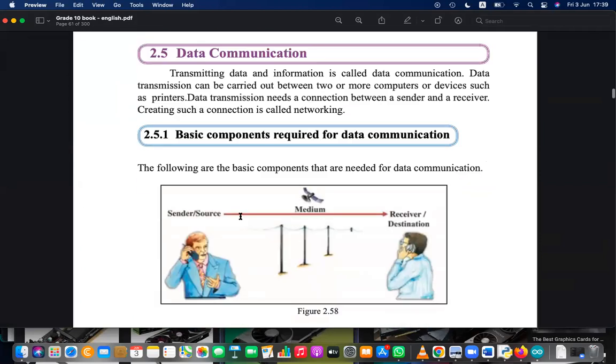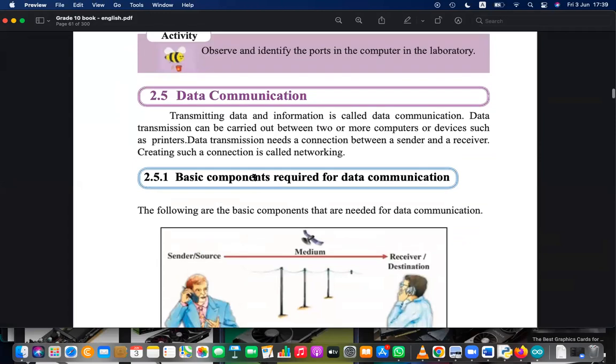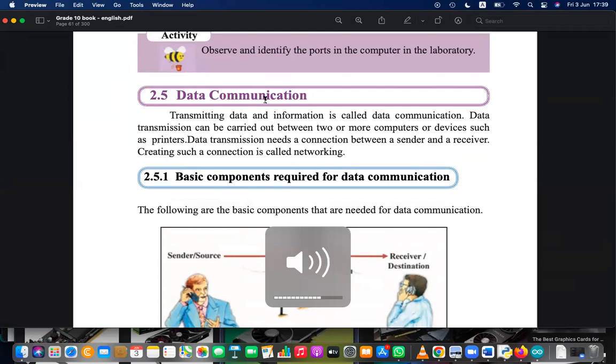Okay, now we have come to the next lesson. This is a subheading of the same lesson. I know this lesson is a really big lesson because we are covering almost all the hardware related theories in this, and therefore it is quite a large lesson.